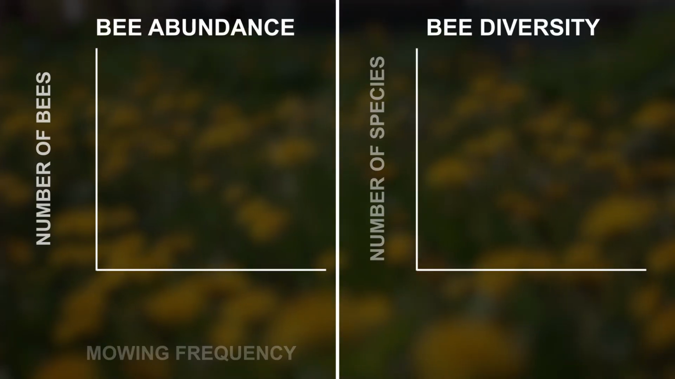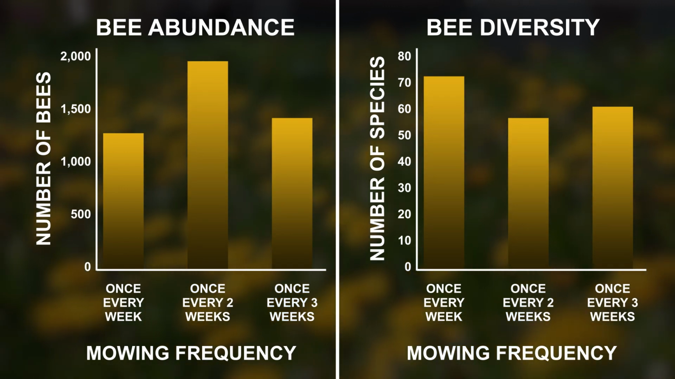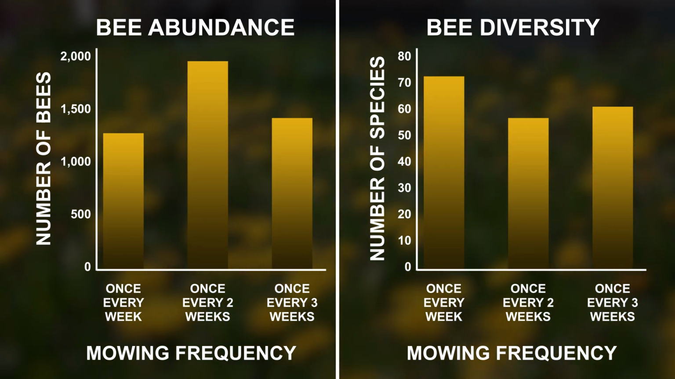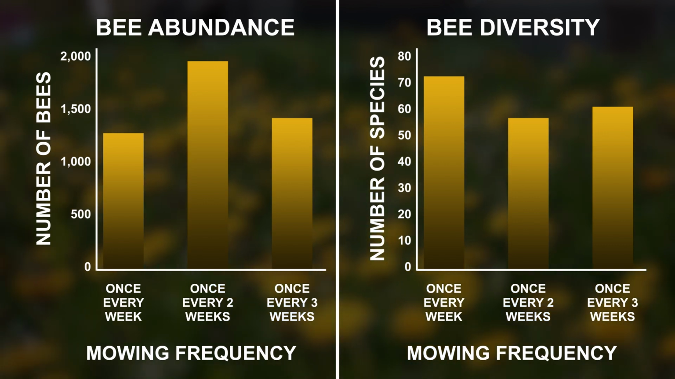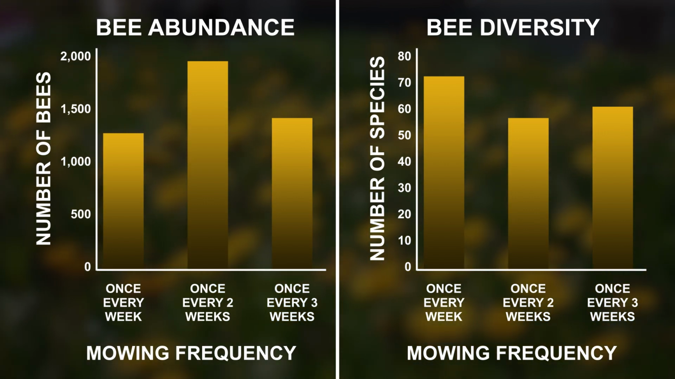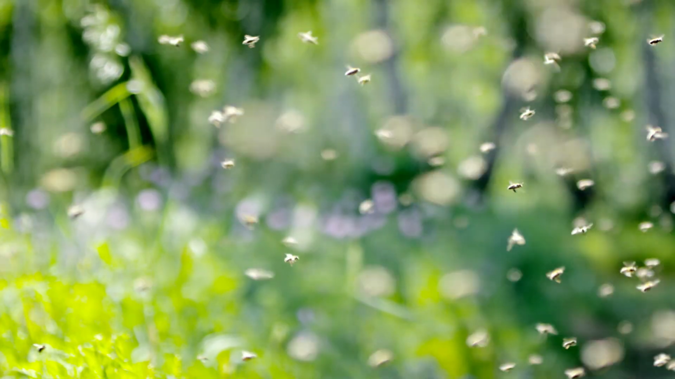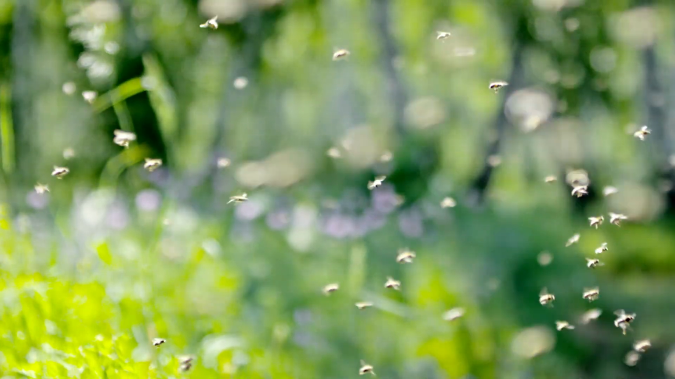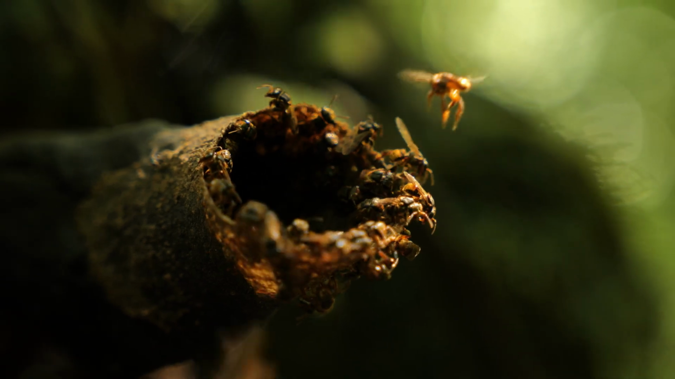But how did the mowing impact the insects? What we found was that the yards that were mowed every 2 weeks had the most bees in them, but the yards that were mowed every week and every 3 weeks actually had the highest species richness, so the highest number of different types of bees within them. The yards that were mowed every 2 weeks with the biggest abundance, it was dominated by a handful of different species. It's most likely that these are the bees that are performing most of the pollination services.